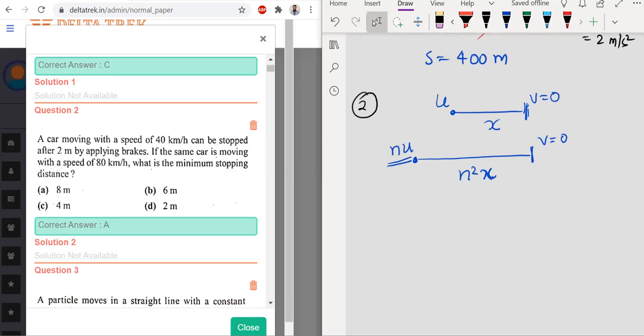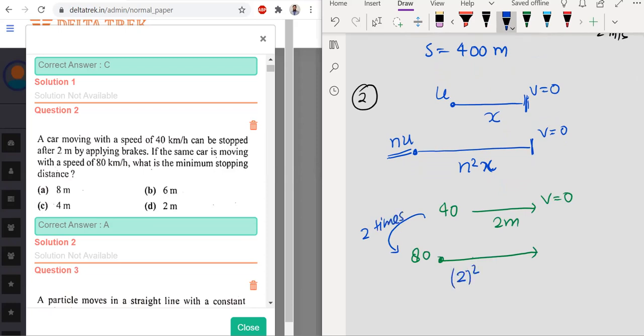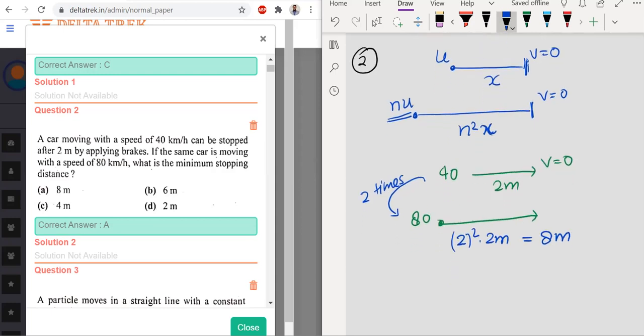So now we know what the initial speed was. The initial speed was 40 kilometer per hour and then it stopped in how much distance? It covered 2 meter. Now what will happen if it started with 80? So 80 means what is the multiplier here? It is 2 times. Clear? So 2 times means we will do 2 square times the 2 meter. So the answer will be 8 meter. This simple logic I explained during the lecture also, that from a shortcut we can solve this question just by this logic.